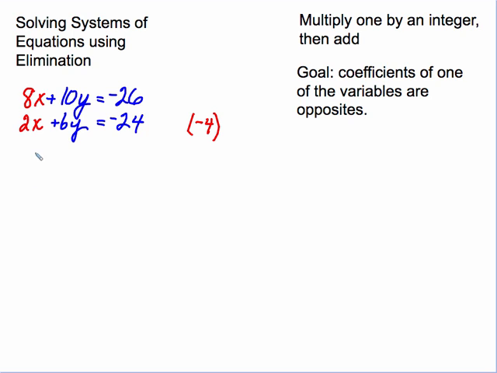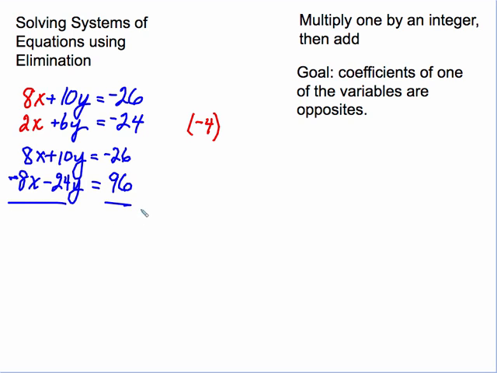The first equation will remain the same. 8x plus 10y equals -26. The second equation we're going to multiply by -4. -4 times 2x is -8x. 6y times -4 is -24y. And -24 times -4 is +96.